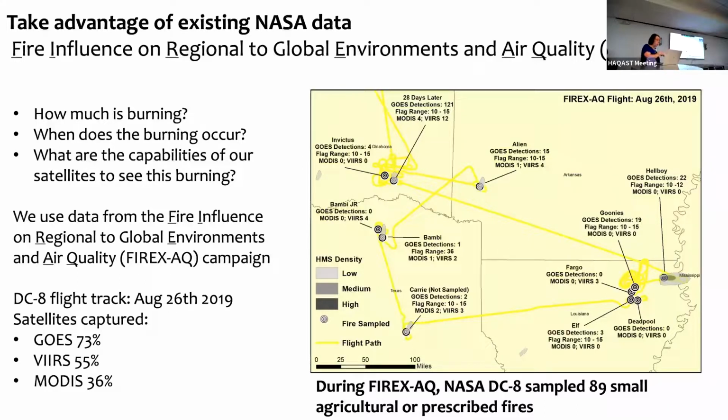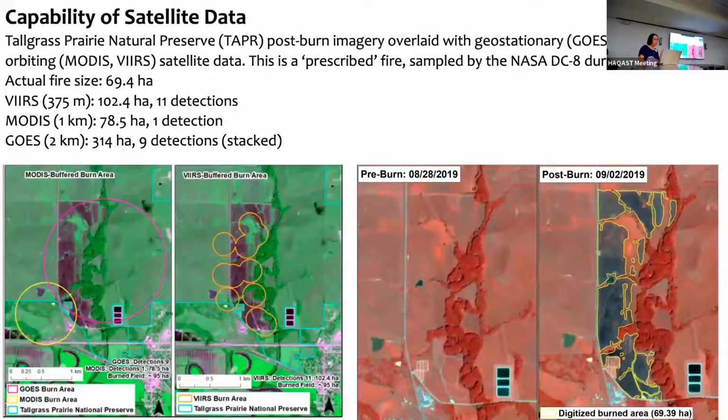So MODIS detected 36%, VIIRS 55%, and GOES 73%. And we were very liberal with our criteria. If we become more narrow, that relationship doesn't hold, it becomes less. But GOES, even though it's 2 kilometers and isn't always spatially accurate, it's a really good 5-minute instrument to get diurnal cycles. So here's a little more detail.